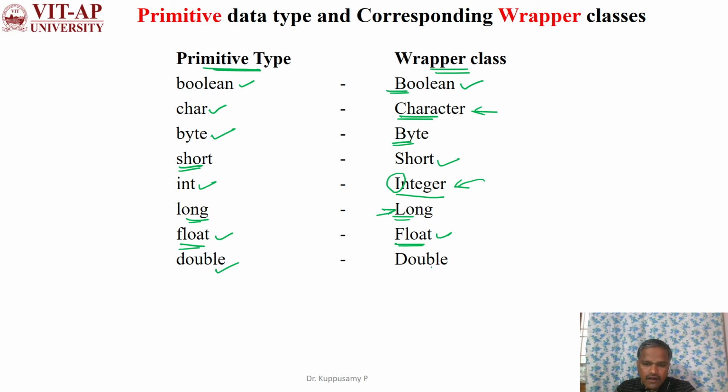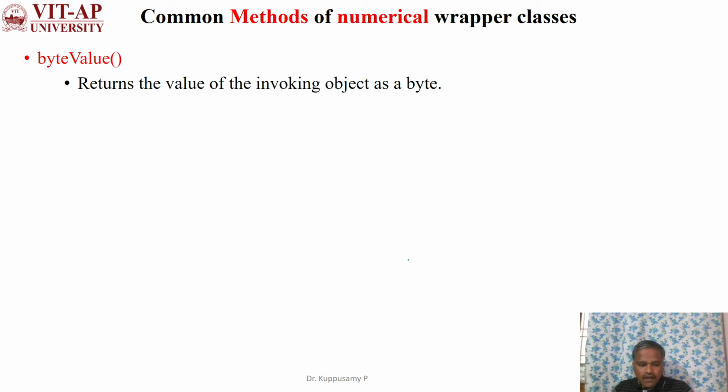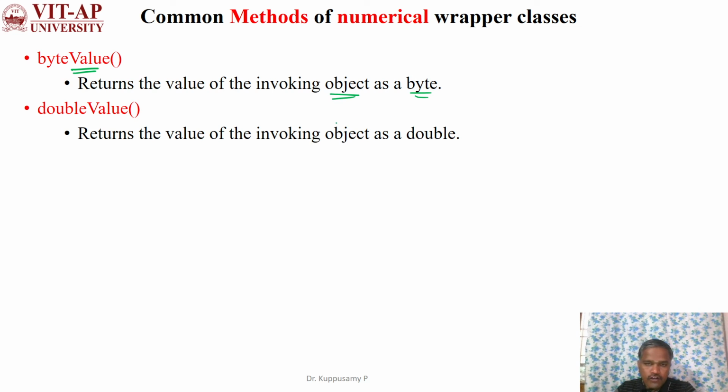Here Double has a capital D, and we have different methods to represent the numerical wrapper classes. For example, here we see the byte value converted into an object in the form of Byte, and we use the numerical wrapper class Double, whose doubleValue returns the value when we invoke the object as a double data type.